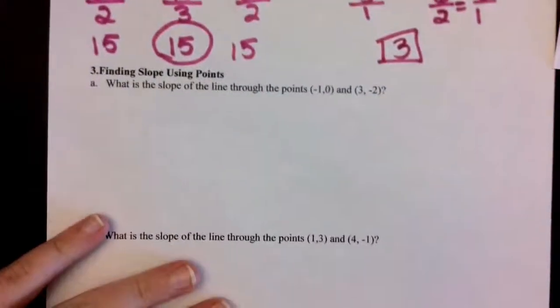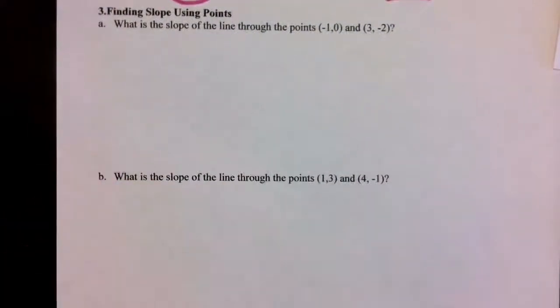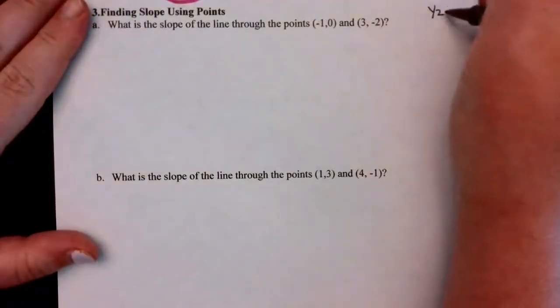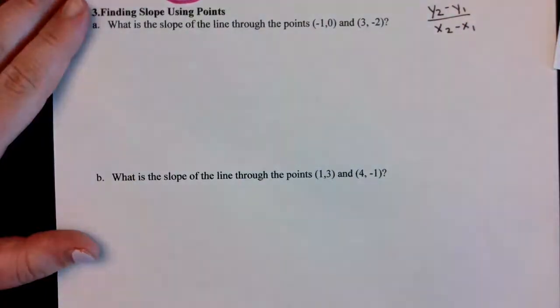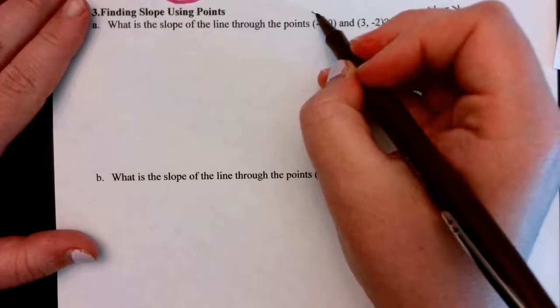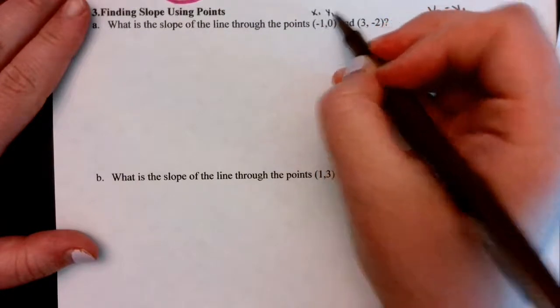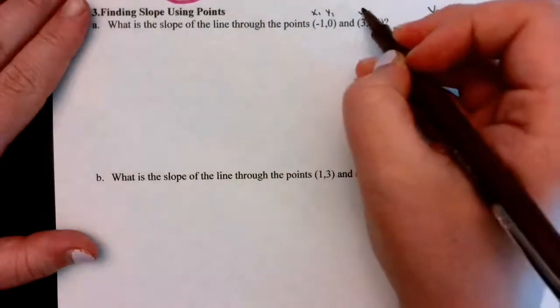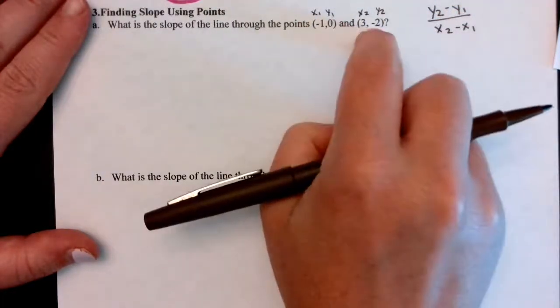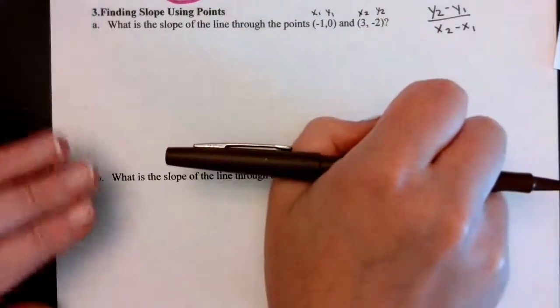Alright, for the last ones, finding slope using points, I'm going to do it two ways. You can choose whichever way you want. We'll get the same answer. So remember from the first page we talked about the formula. Let's start with that one. We know this is our x1, this is our y1, x2, y2. Our first set of points, that's why there's a little 1 there. Our second set of points, that's why there's a little 2 there.